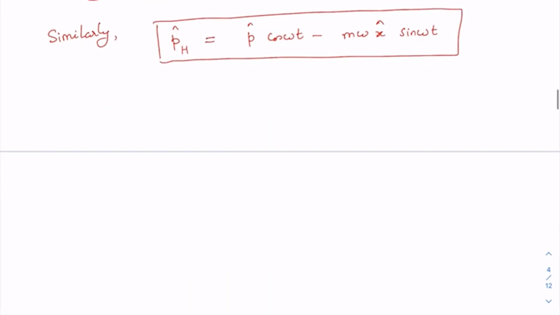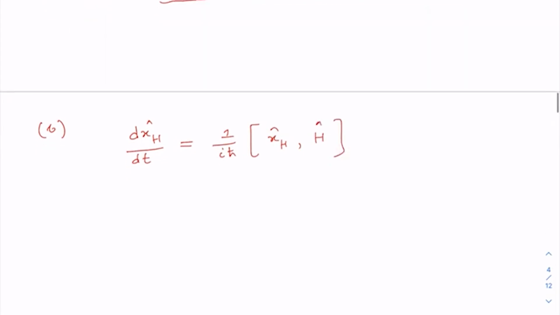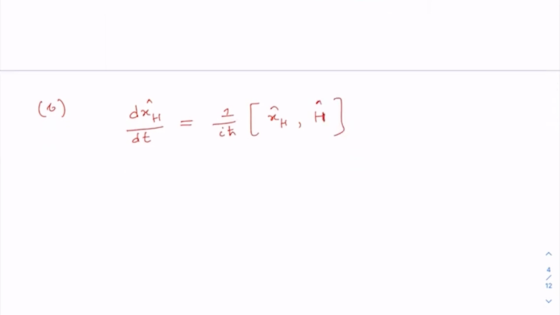Now let me go to the second part of the problem. Here you are asked to find out the Heisenberg equation for the position operator and the momentum operator. That means you have to just work out dx_H by dt, and you know the Heisenberg equation of motion, that would be 1 by iħ, the commutator of x_H and the Hamiltonian here. Now this Hamiltonian is in the Schrödinger picture actually, and therefore let me write x as the expression that just now we got, that would be 1 by iħ here, and here x_H, this one we worked out as x cos omega t.